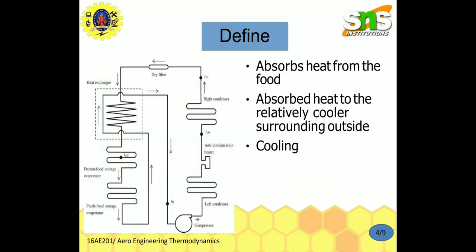The condenser section absorbs heat from the food and releases the heat to the relatively cooler surrounding outside. In the gas cycle, the working fluid is a gas that is compressed and expanded but does not change phase. The refrigeration cycle is called a gas cycle. Air is most often the working fluid as there is no condensation and evaporation intended in a gas cycle.